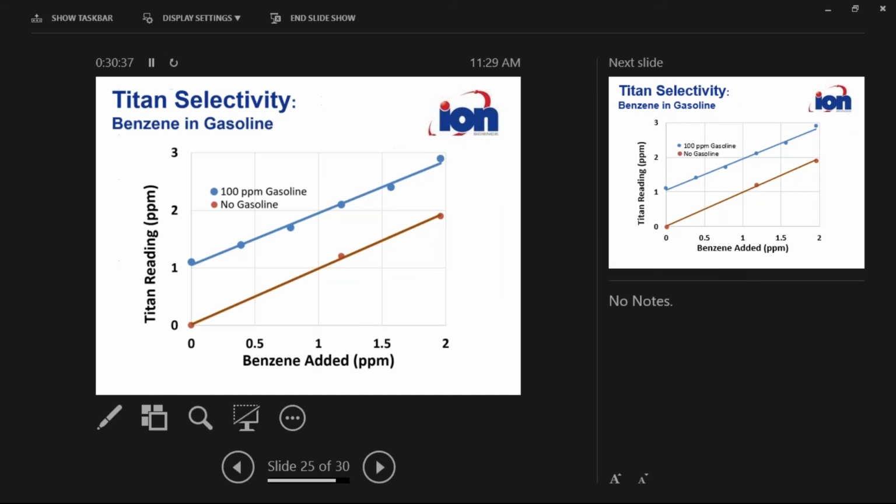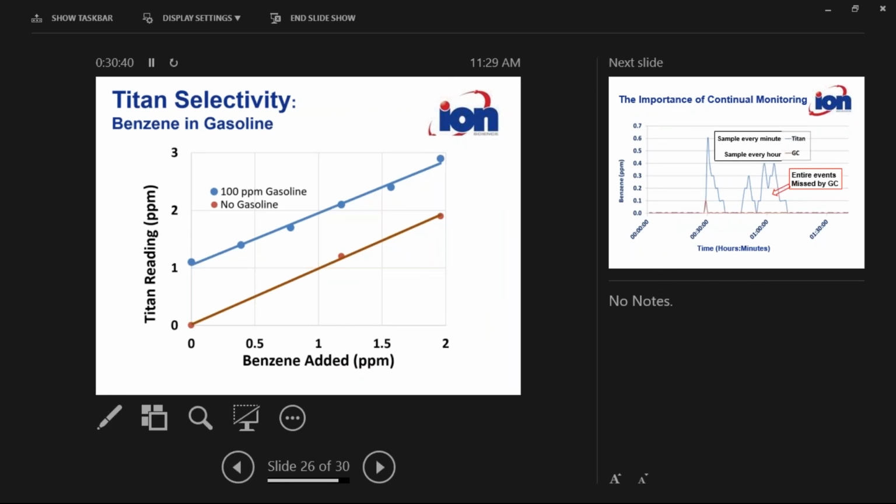This is a test of the Titan selectivity to demonstrate how well this Titan works. If you take just a sample of gasoline with no added benzene, this is the reading we got. 100 ppm gasoline gave us about 1.1 ppm of benzene. And of course, we don't know if that's an accurate reading or not, if there's some suppression or interference going on. And so the only way to tell is to add a known amount of benzene.